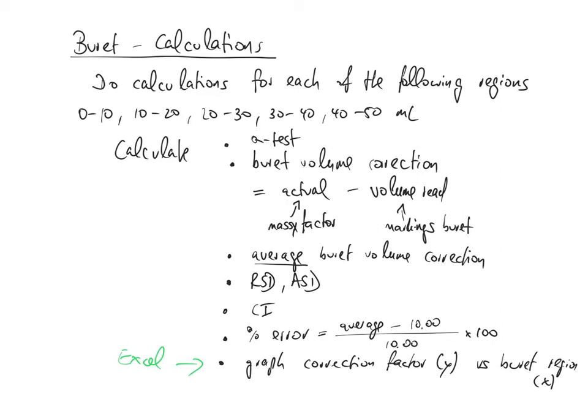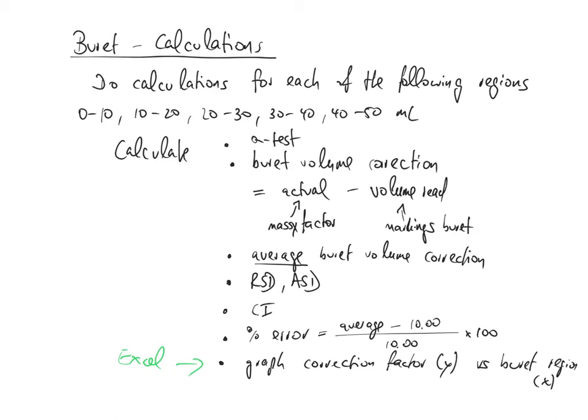You should calculate the average burette volume correction. There's 3 trials for each region, unless you use the Q-test to disregard a trial, and then calculate the ASD/RSD, confidence interval, which is the basic statistics, as well as the percent error. And of course, the percent error is based on the average and the 10 milliliters, because each region is 10 milliliters. Also in Excel, please make a graph of the correction factor on the y-axis versus burette region on the x-axis, so you get a nice little graph.